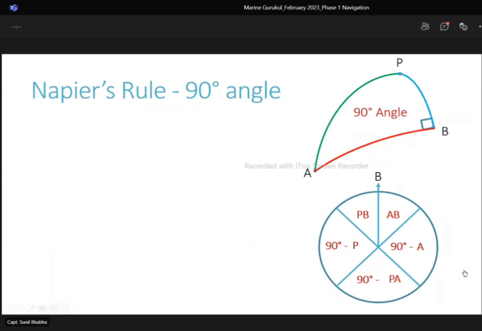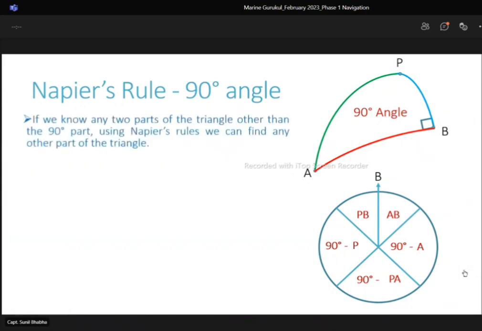Let's now try to see the application of the Napier's rule. Now, by using Napier rule, if we know any two parts of the special triangle other than the 90 degree part, then we are able to find out any other remaining part of the triangle.